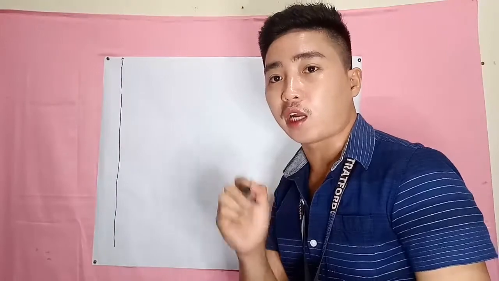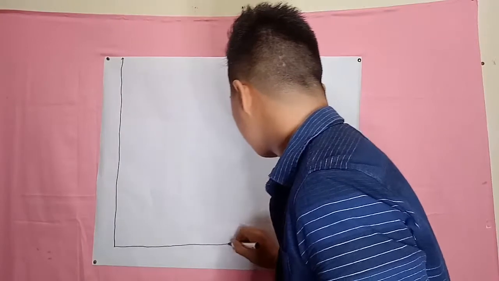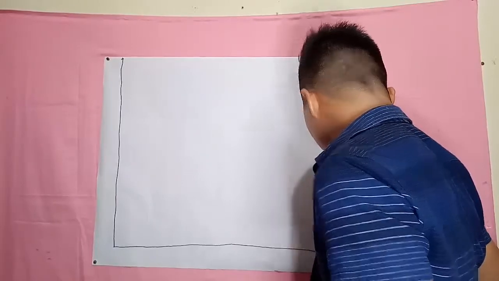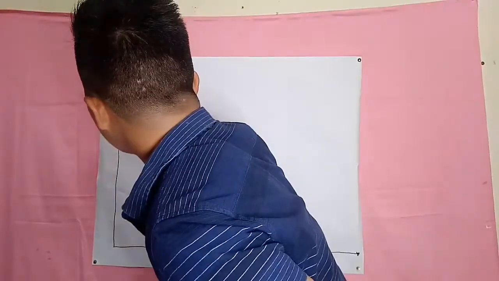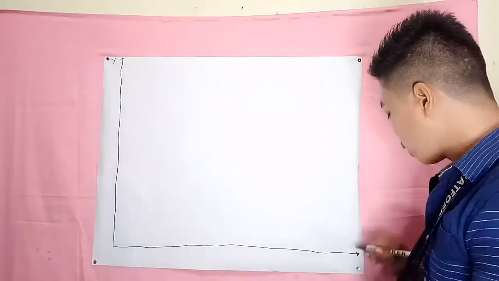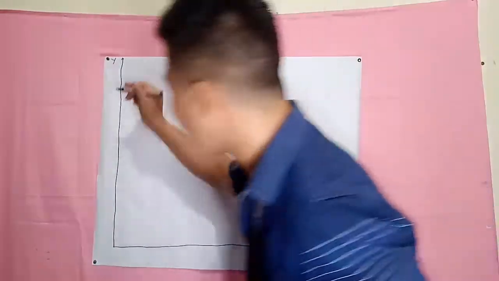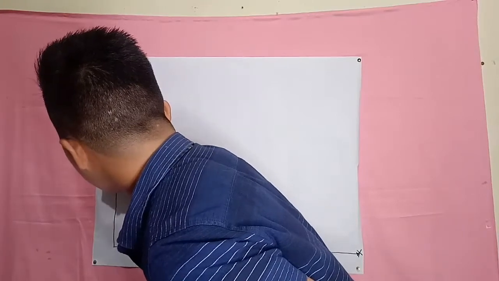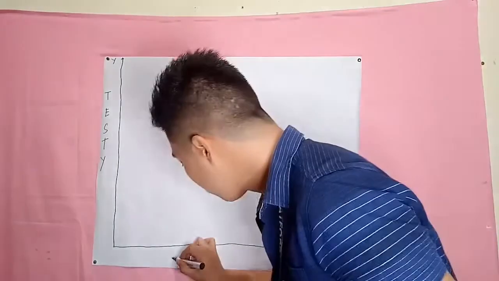And also we have to create a vertical line. On this side, it is represented as the y-axis, and this side is represented as the x-axis. So on this side, you have to put the test Y. Test Y. And on this side, you have to put the test X.